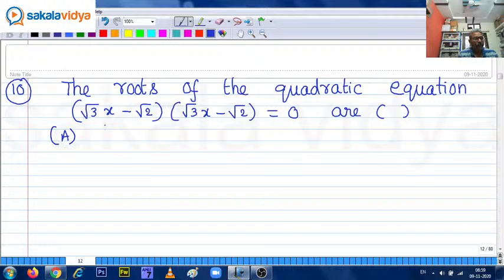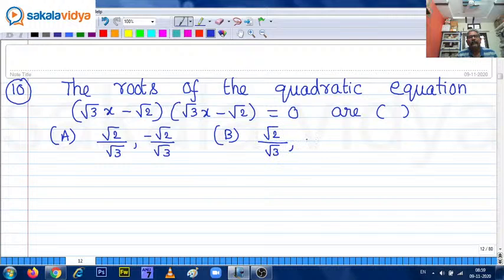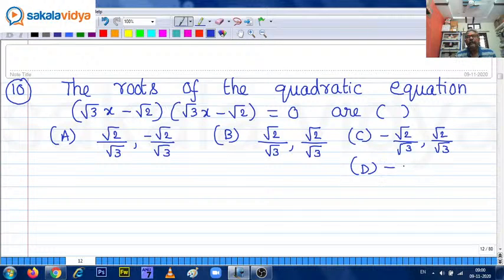Option A, root 2 upon root 3, comma minus root 2 upon root 3. B, root 2 upon root 3, comma root 2 upon root 3. C, minus root 2 upon root 3, comma root 2 upon root 3. Option D, minus root 2 upon root 3, minus root 2 upon root 3.